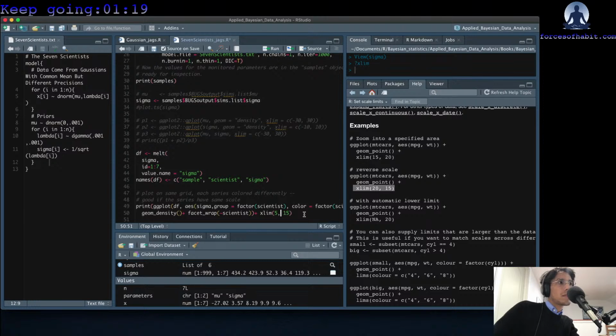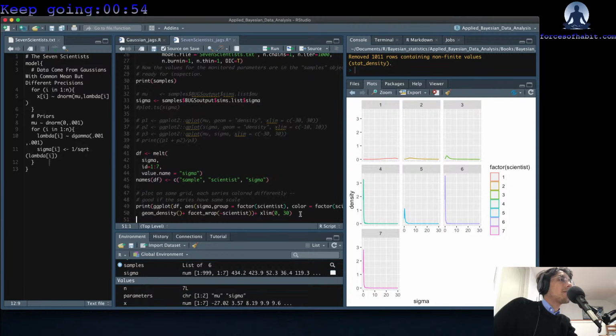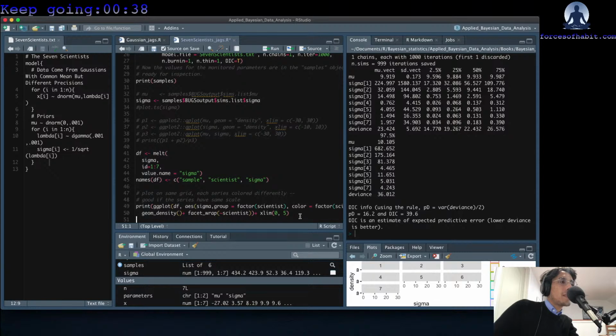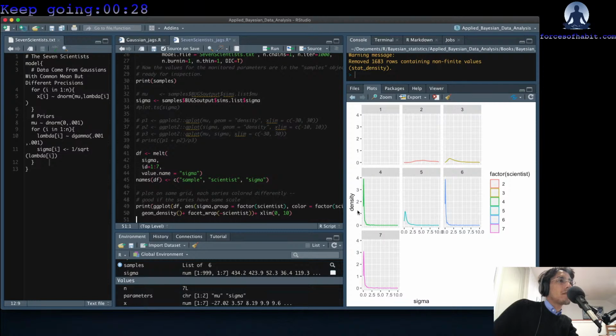None of these values can be zero. So to get me some nice graphs. Okay. Nicer. Something that might be informative when making these graphs is just looking at this. Let's give it 10. Basically, what we're understanding here is how different these are in terms of precision.